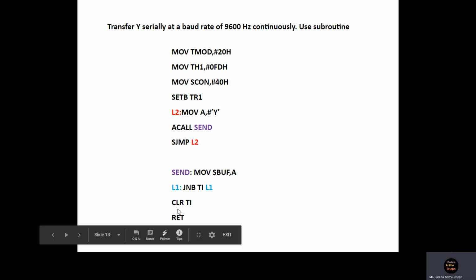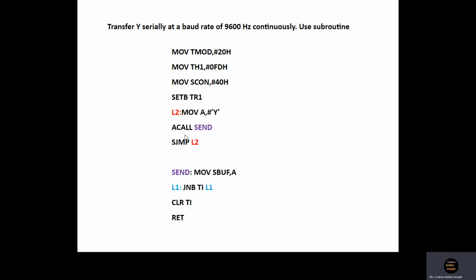Now once TI is cleared, we can return to the main program, and the instruction for that is RET. And when you come back to the main program, you will come to this step, SJMP L2. L2 is the label of the instruction where you load the ASCII code of Y into the accumulator. So what happens now? The ASCII code of Y will be copied into the accumulator, and the subroutine will be called again, and it will send the contents of the accumulator through the TXD pin again.